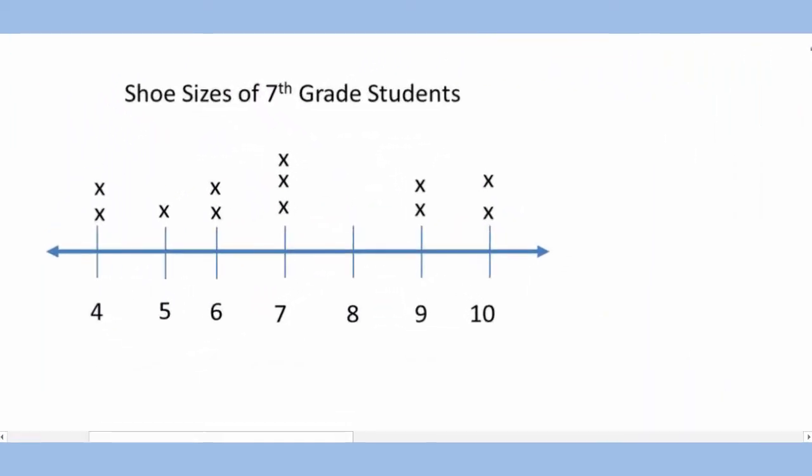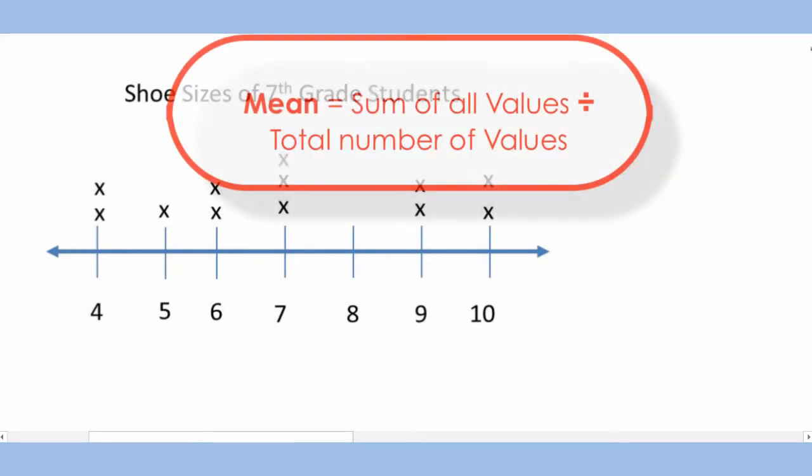So how do you find the mean of a data set? How do you average a group of numbers? To find a mean, all you need to do is to add all values together and then divide it by the total number of data values in the list.